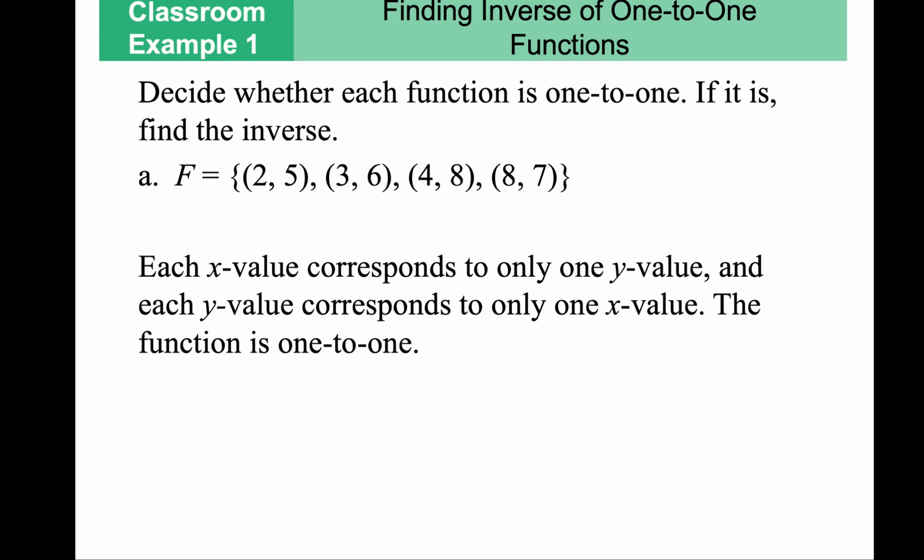So for this one, we're going to look at each coordinate to determine if it is one-to-one, and if it is, we're going to find its inverse. By looking at all the values, you can see that each x value only corresponds to one y value, and vice versa. So I know this function is one-to-one, therefore I can find the inverse. To find the inverse, all I'm going to do is switch the x and the y values of the coordinates.